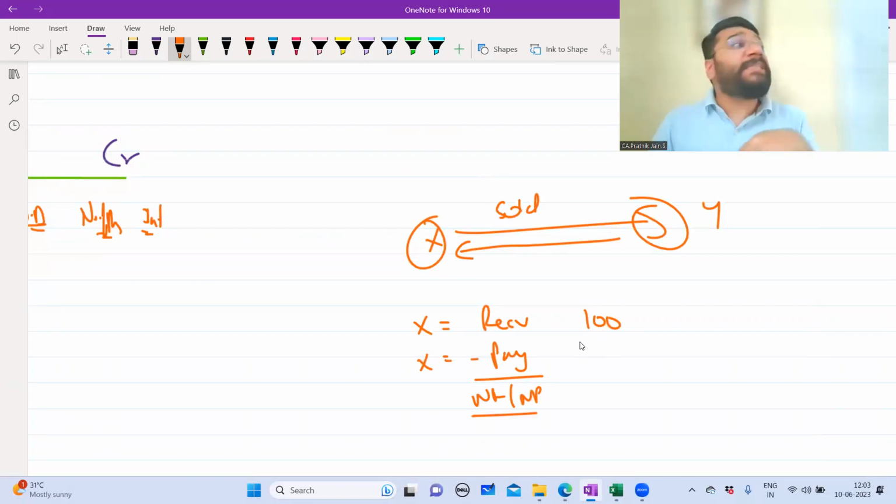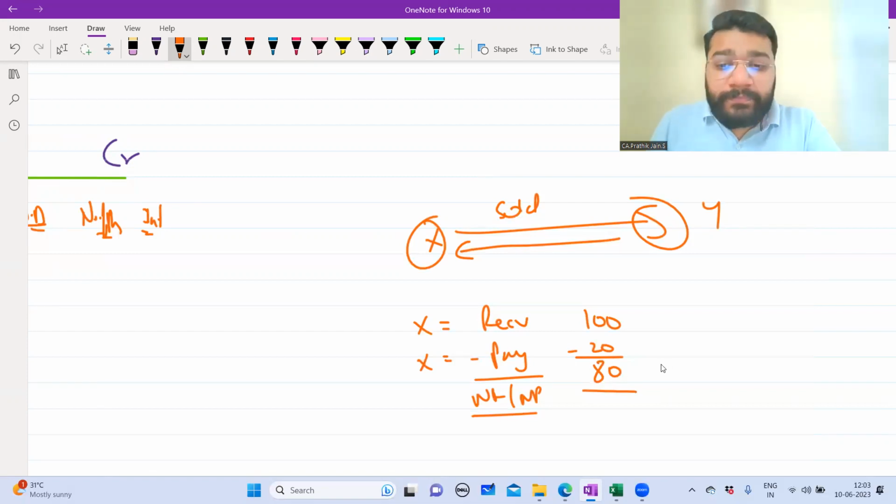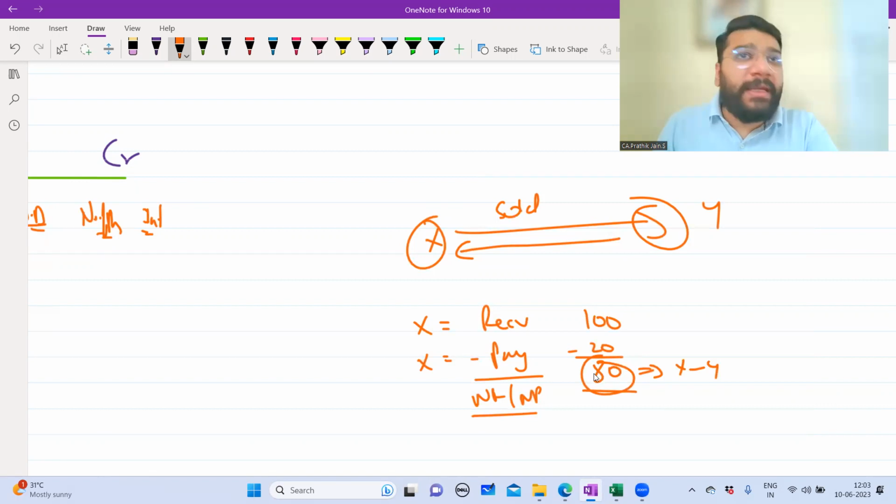Now X has purchased from Y, so X has to pay money. Let's say the purchase value is 20 rupees. So how much is the balance? 80. Who will pay to whom? This 80, who will pay to whom? X has to pay to Y. So this is the net principal amount. How much we have to pay has been agreed.